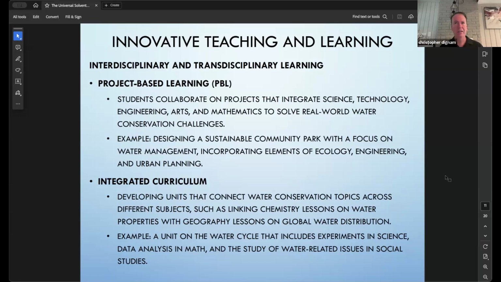rooftop gardening and how you can have urban farming inside urban areas. And so integrating curriculum units that connect water conservation across different subjects. Again, but let's be a little bit more creative. They just don't have to be chemistry. They can be other things such as your literature courses and your humanities and those areas, because water is one of those interesting things in our day-to-day lives and on our planet that affects everyone everywhere.